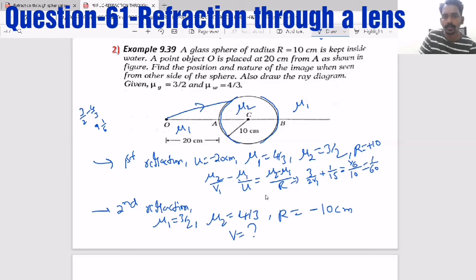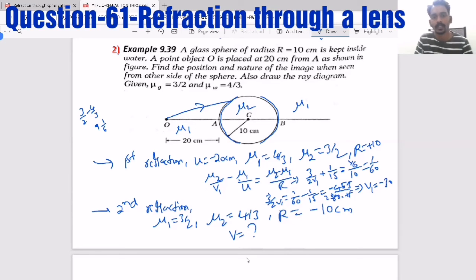Now 3 by 2 V1 equal to 1 by 60 minus 1 by 15. So if you calculate, minus 45 by 60 into 15, 15 3s are 45, so minus 1 by 20 will become. So V1 equal to, 2 tens are 20, so minus 30 will become.